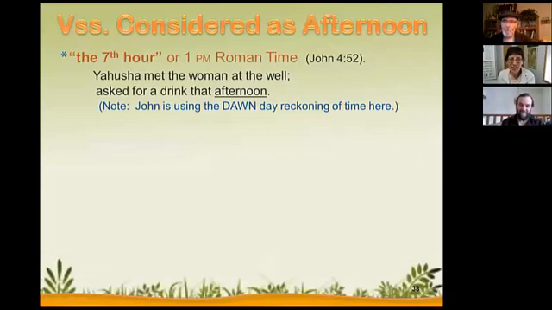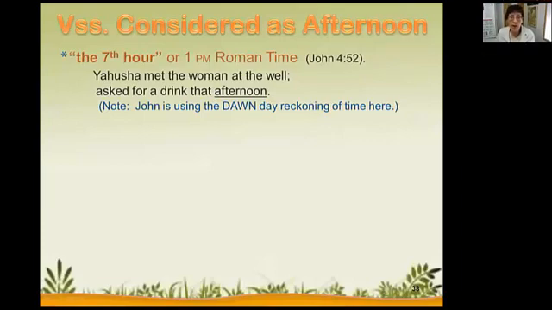But let's just continue looking at some verses that would be considered in the afternoon. The 7th hour, which would be 1 p.m. Roman time, is found in John chapter 4:52. And it's about Yahusha meeting the woman at the well, and he asked for a drink at the 7th hour, and that is definitely afternoon.